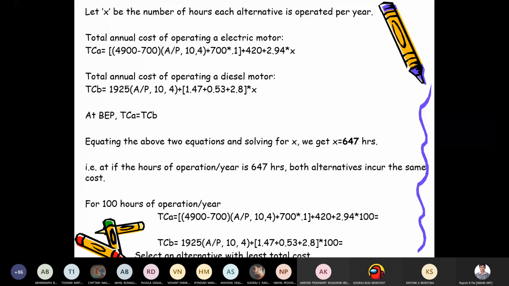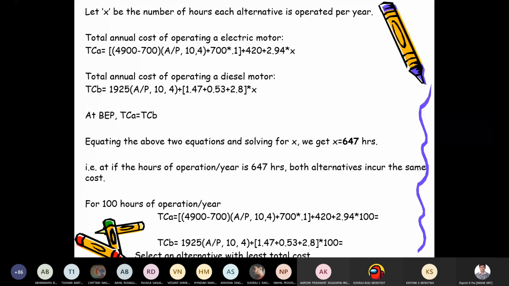Then they have asked, for 100 hours of operation, what will be the total cost. So substituting the value of x as 100 in the electric motor as well as the diesel motor equation, you will get the values. Depending upon the values, you will select the best alternative. So this is the solution.